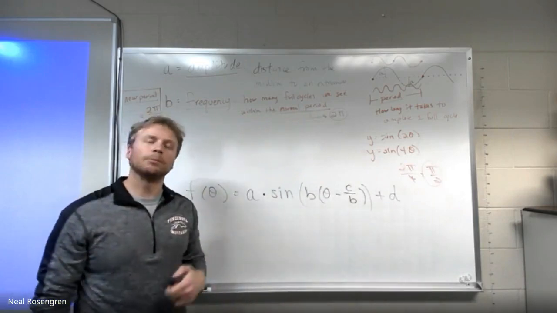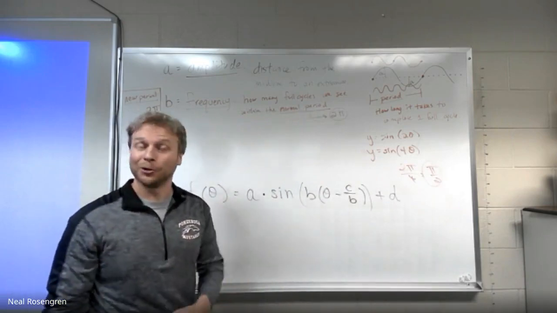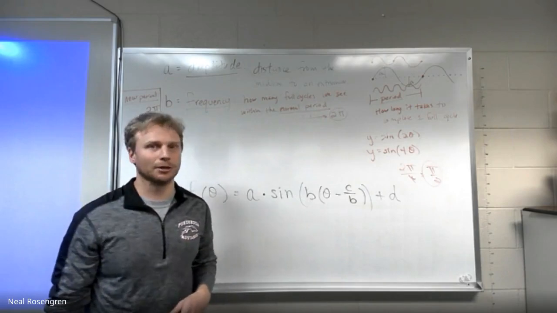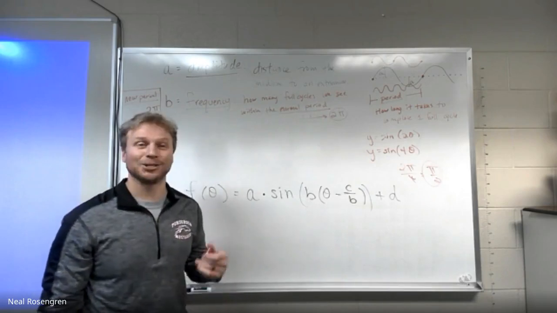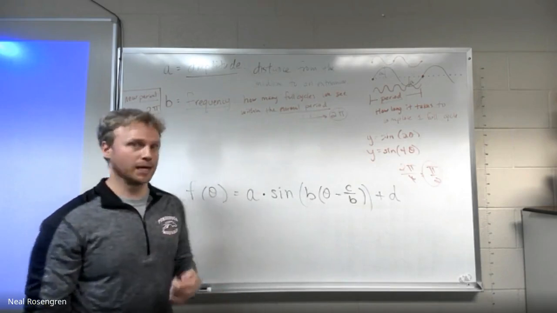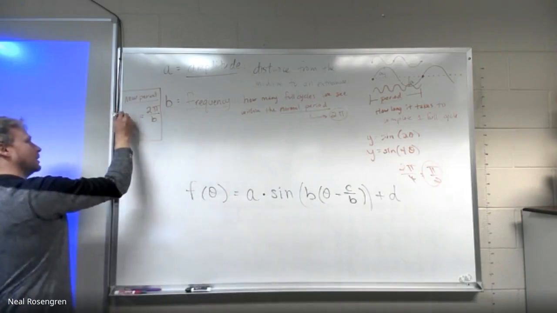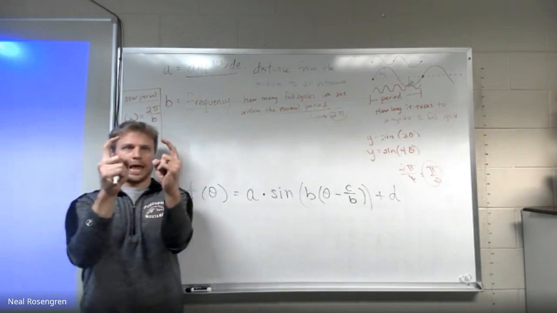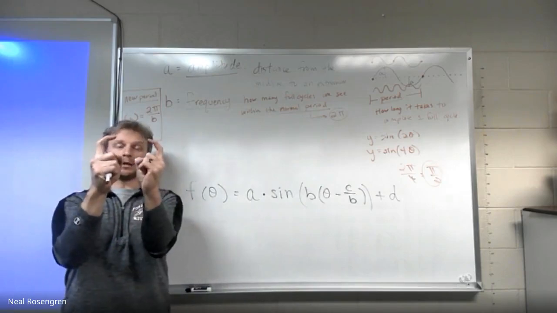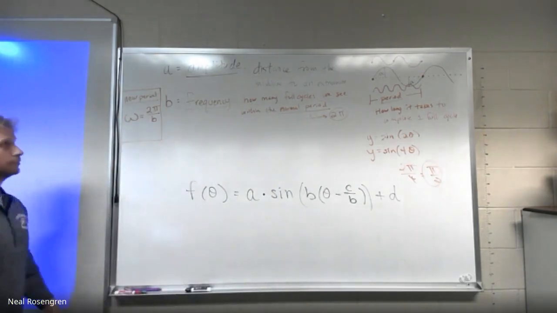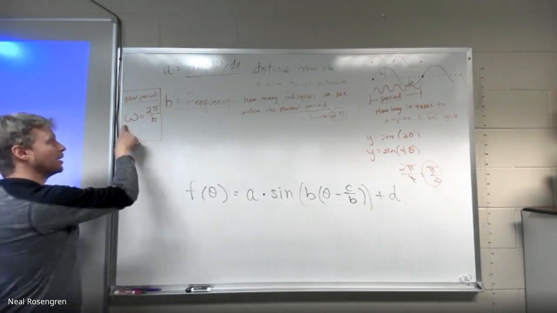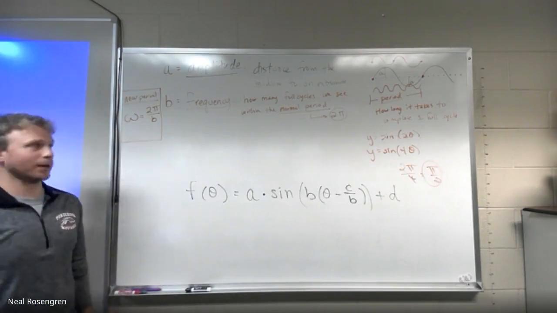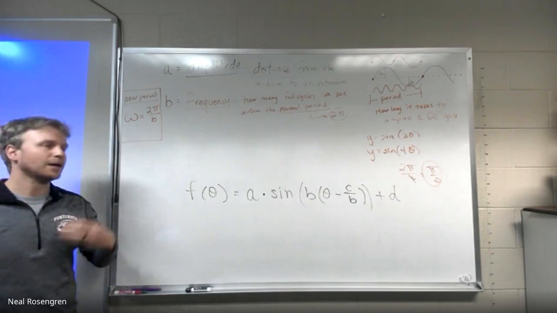And the symbol that we use for the period of a trigonometric function is the lowercase Greek letter omega, which looks like a W whose ends are curved in at the top. Okay, there's omega, Greek letter omega. So omega is your new period, 2 pi over b.